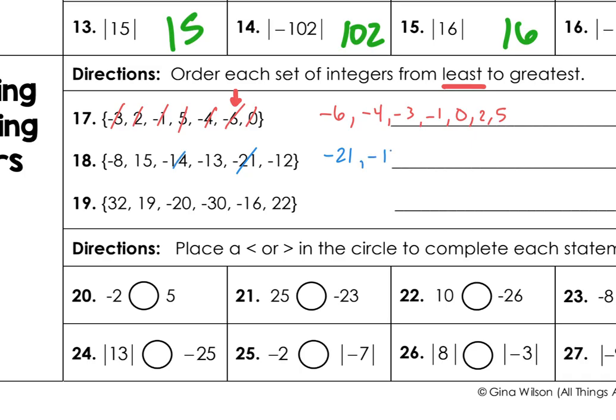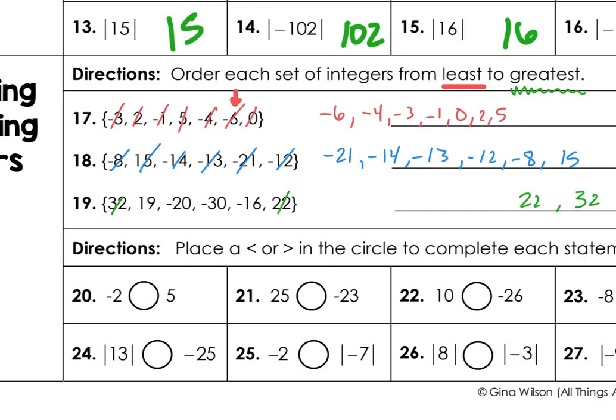I think -14 next, -13 next. Let's see, -12, -8, and then 15. This last one. You know what? There's 32. It's the largest. We could go ahead and write him over there because we do want to end with the greatest. In fact, here, why don't we just go down from there?